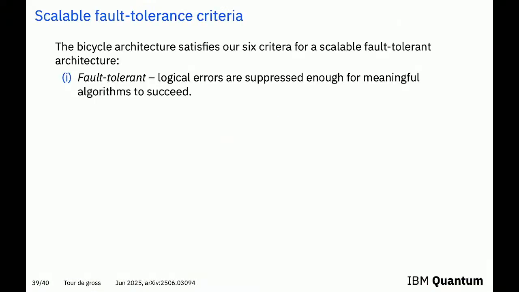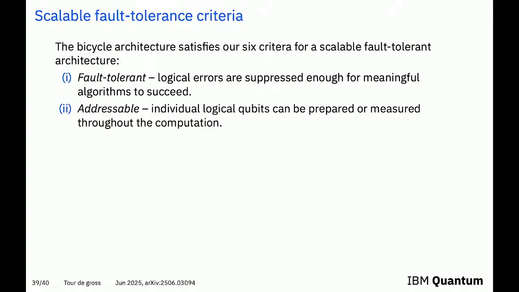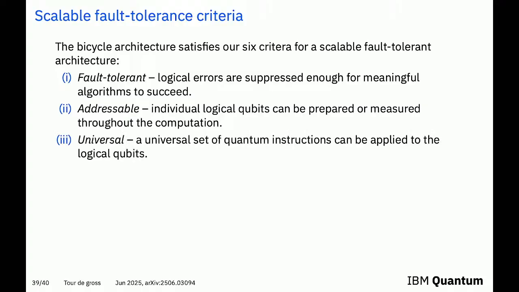Okay, so to conclude, we think that the bicycle architecture satisfies our 6 criteria for a scalable fault-tolerant architecture, going back to the previous slide. So, first off, it is fault-tolerant, so the logical errors are suppressed enough for meaningful algorithms to succeed. We think this architecture is addressable in that we can prepare individual logical qubits and measure them, arbitrarily. This architecture is universal in that we can do arbitrary quantum instructions, obviously to some accuracy.